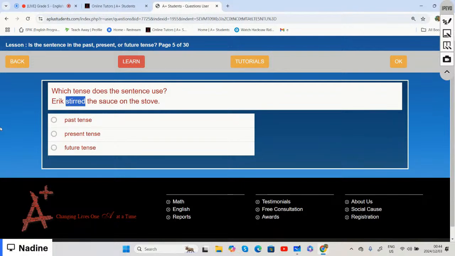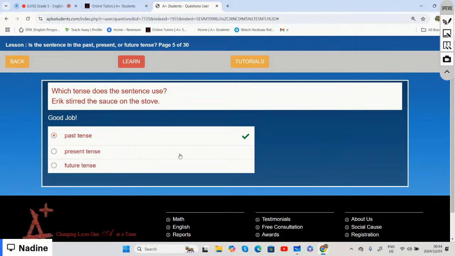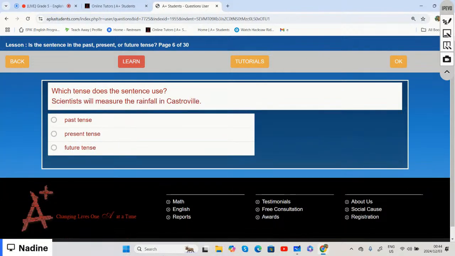And if we were to choose the correct option, stirred, then we can say it is in the past tense. Well done. So stirred is in the past tense. And remember, we said that in the past tense, our regular or simple regular past tense verb ends with an ed. That shows the past tense.